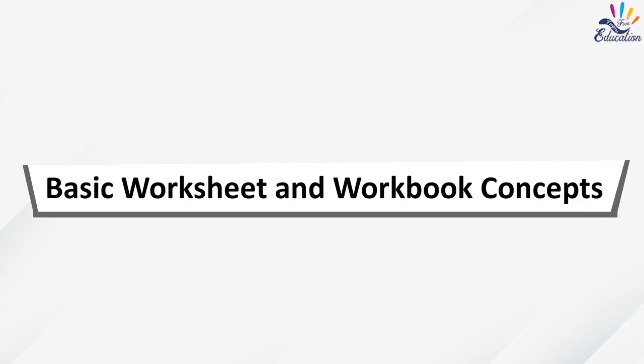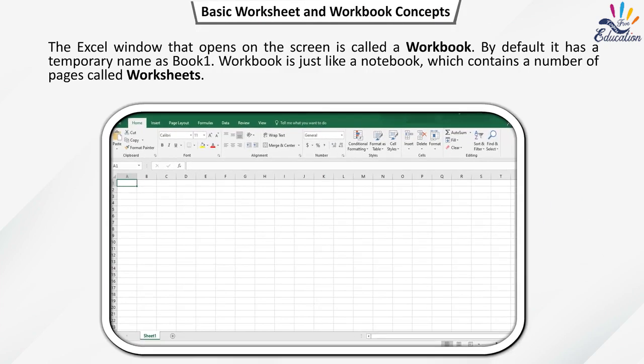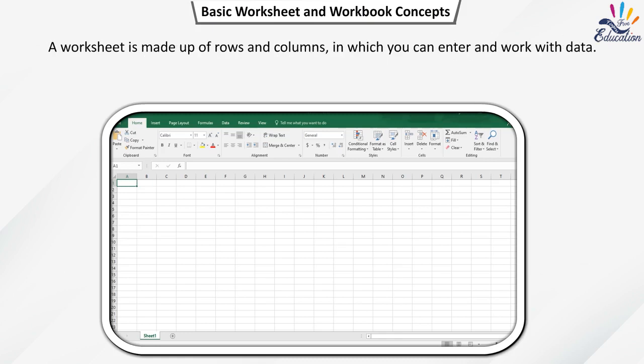Basic Worksheet and Workbook Concepts. The Excel window that opens on the screen is called a workbook. By default, it has a temporary name, Book 1. A workbook is just like a notebook, which contains a number of pages called worksheets. A worksheet is made up of rows and columns in which you can enter and work with data.